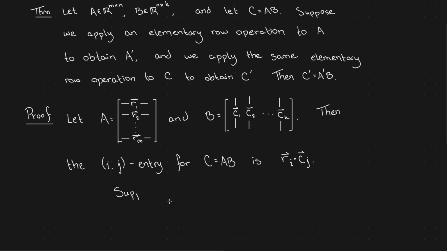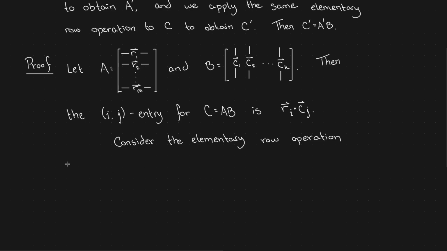Let's consider the elementary row operation where we take a multiple of one row, I'll call this row i1, add it to another row, let's call it i2, and store the results into that second row.